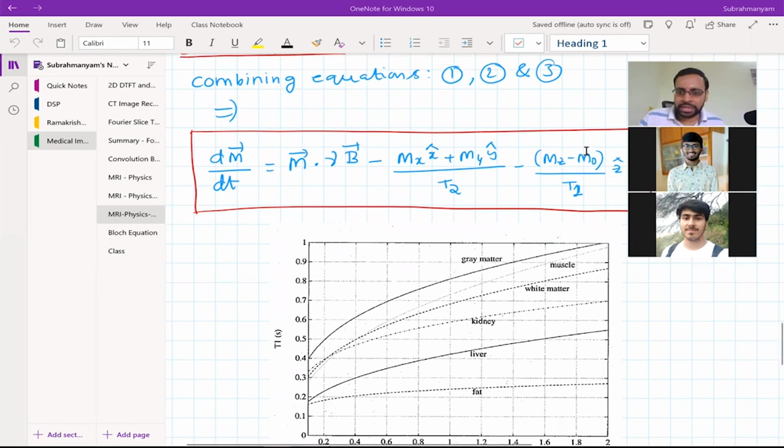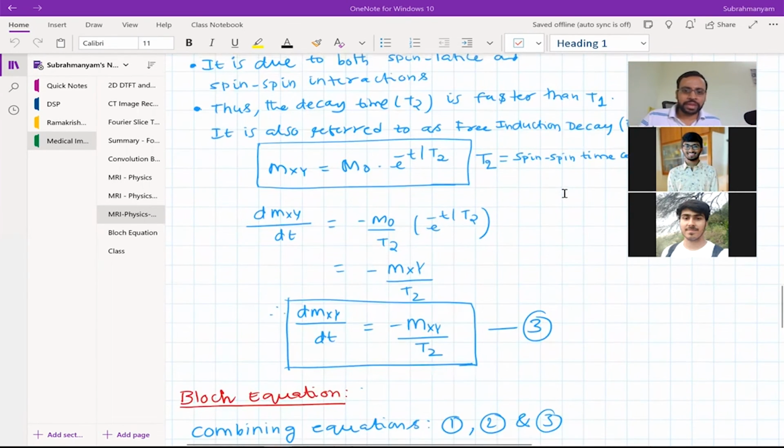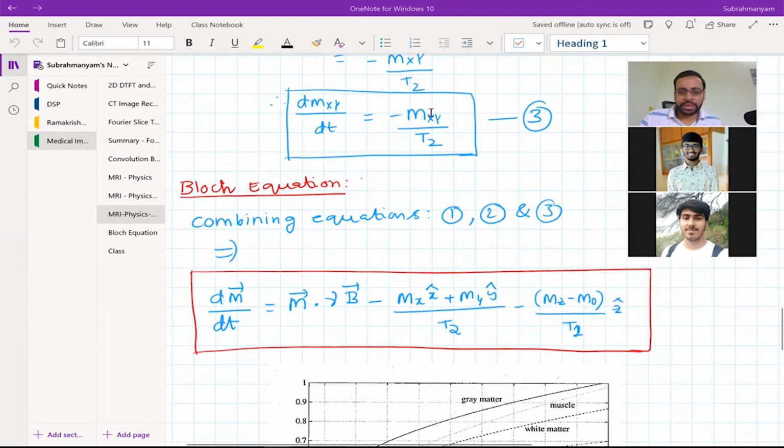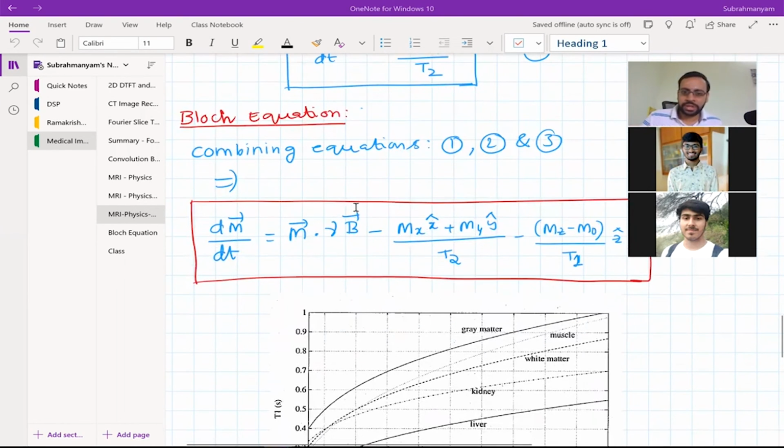So dM bar by dt in the z cap direction would come here, and similarly from here, in the xy plane, the variation you could write. Initially we were calling it Mxy, but now you could write it as Mx into x cap plus My into y cap, the components in the x and y directions, divided by T2. So this is your Block equation, where the first term accounts for precession, the second term accounts for transverse relaxation, and the third term accounts for longitudinal relaxation. Still we have it as a derivative of M bar. We have not solved it yet. That's what we would be doing in the next video lecture.